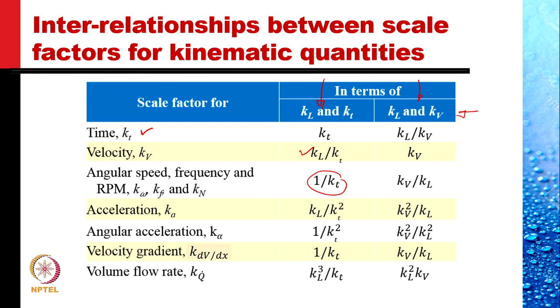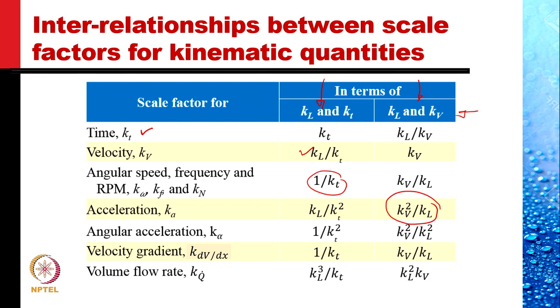Similarly, for acceleration, rate of change of velocity with time. Velocity is Kl by Kt, so acceleration is Kl by Kt squared. And in terms of Kl and Kv, it is Kv square by Kl. Most frequently used in fluid mechanics. Angular acceleration, similarly, can be written as 1 over Kt squared. Velocity gradient, K of dv by dt is 1 over Kt or Kv by Kl.